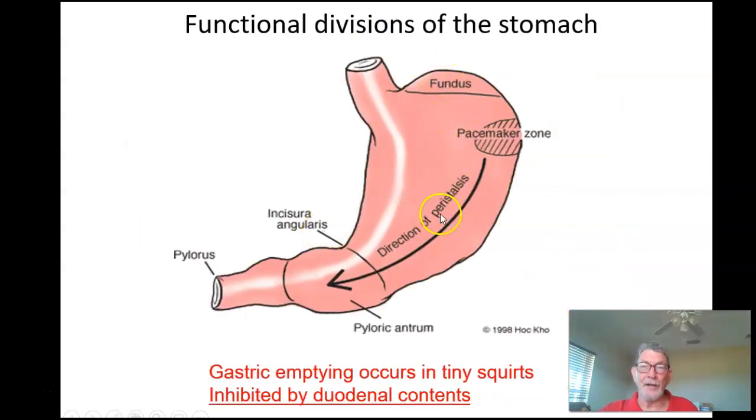Here it is, the fundus, the body, the pyloric antrum, or the antrum of the stomach, and here's the pylorus and the pyloric sphincter. Peristalsis starts squeezing here and moves down this way to push everything down, and then squirts into the duodenum in little tiny, like 1/10 of a milliliter squirts at a time.